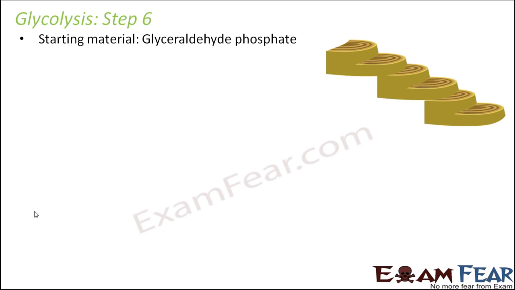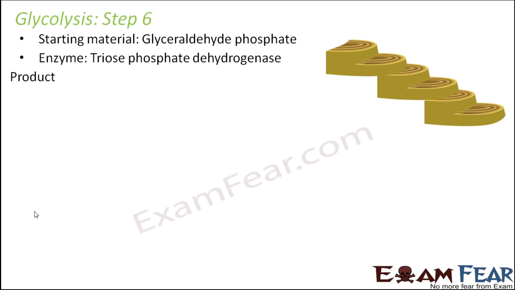So here the starting material is of course glyceraldehyde phosphate, and step 6 is quite important and interesting as well. Now here we use an enzyme called triose phosphate dehydrogenase. Now we will see the speciality of dehydrogenase enzymes. This step in itself has got 2 sub-steps. So 2 things will be happening here. Let us see what that is.